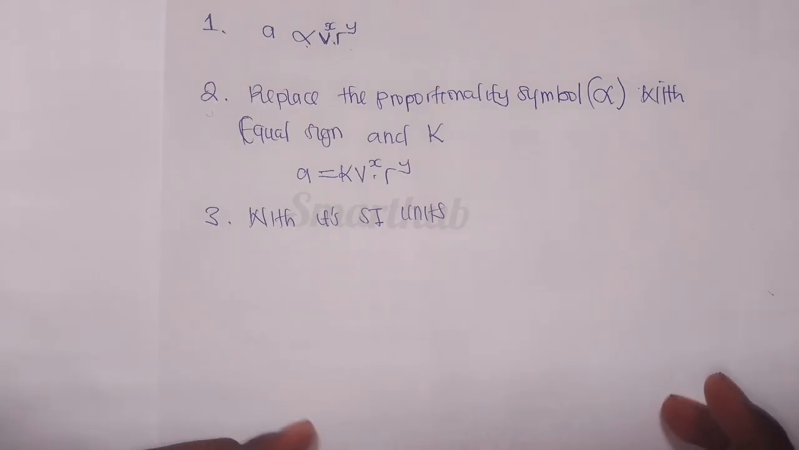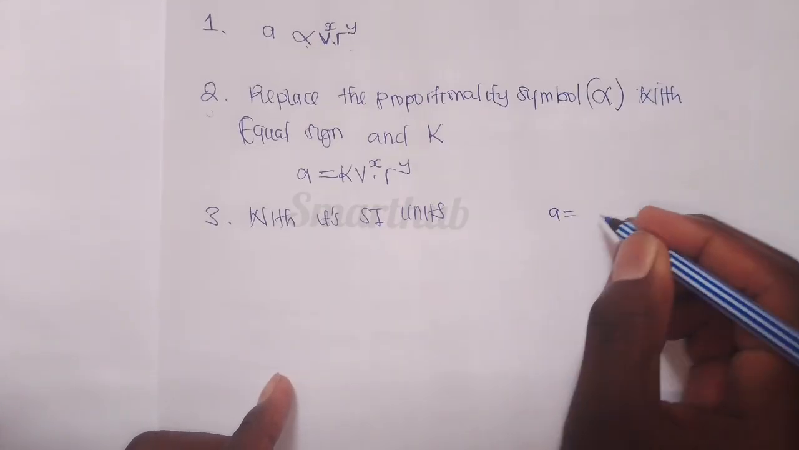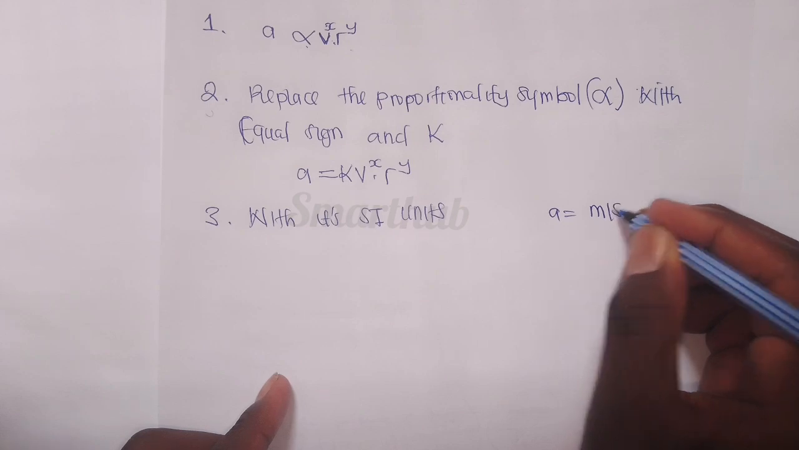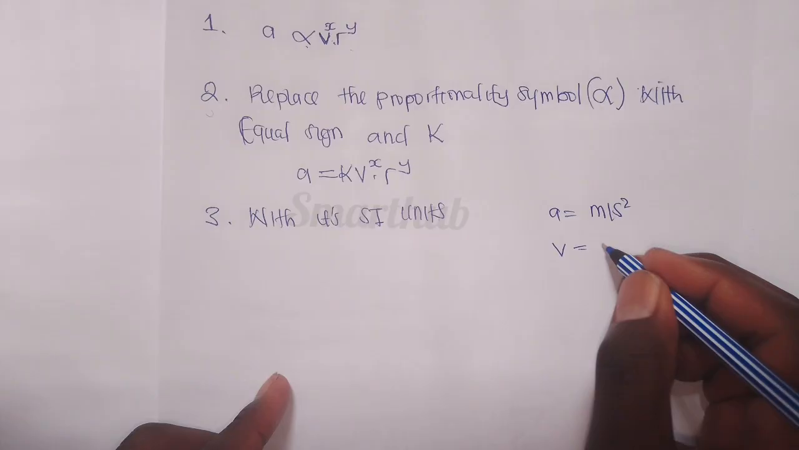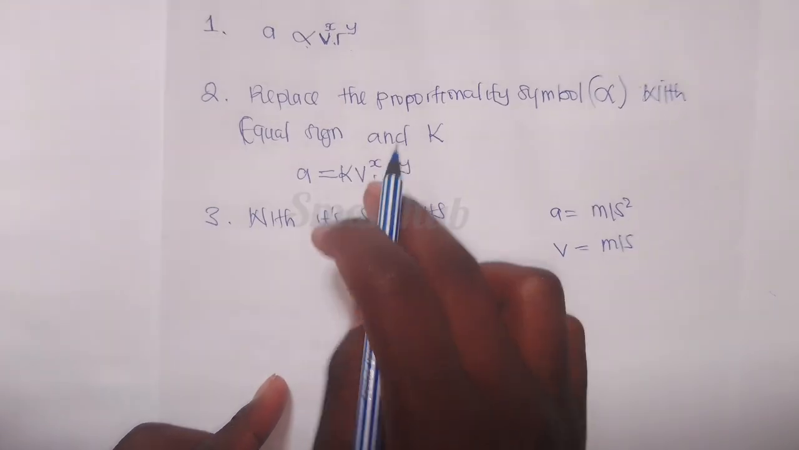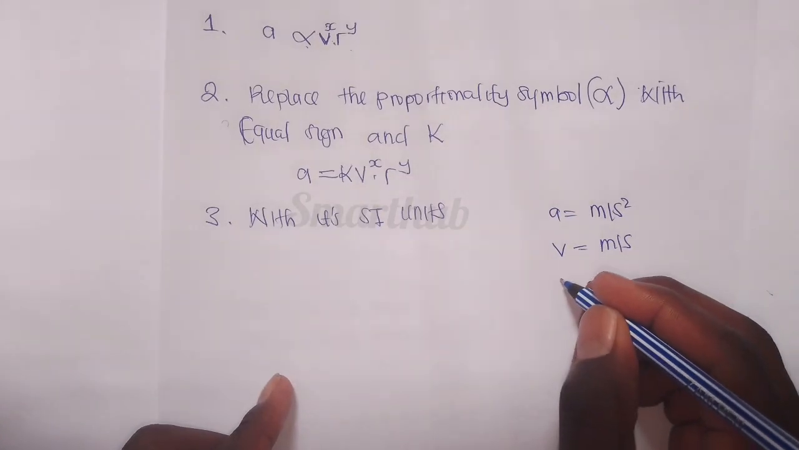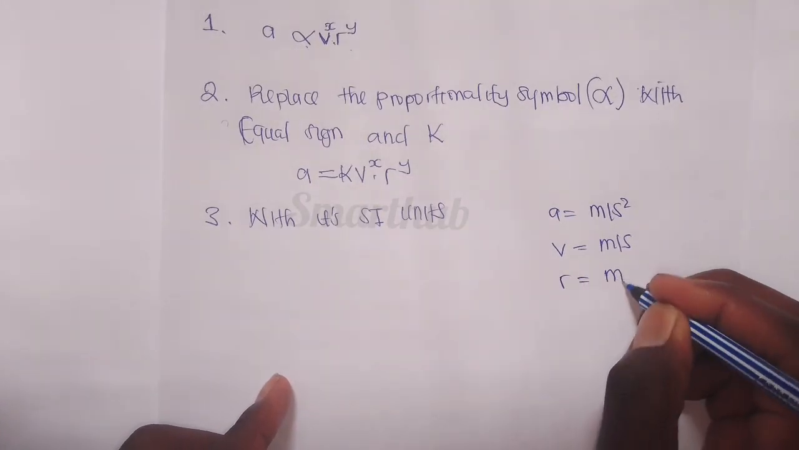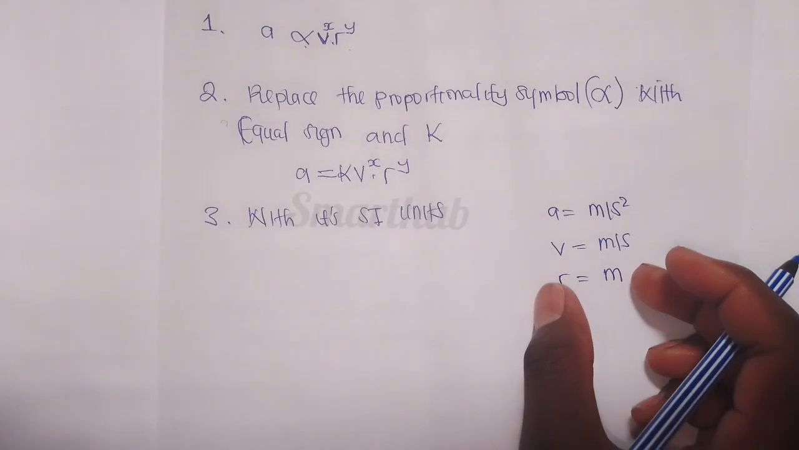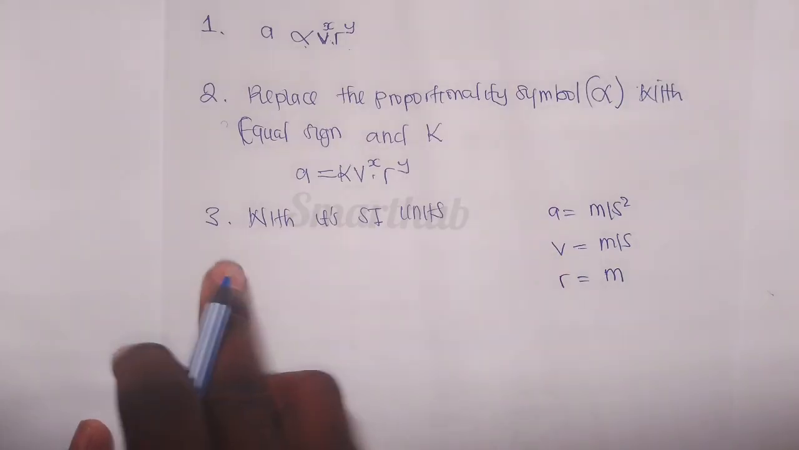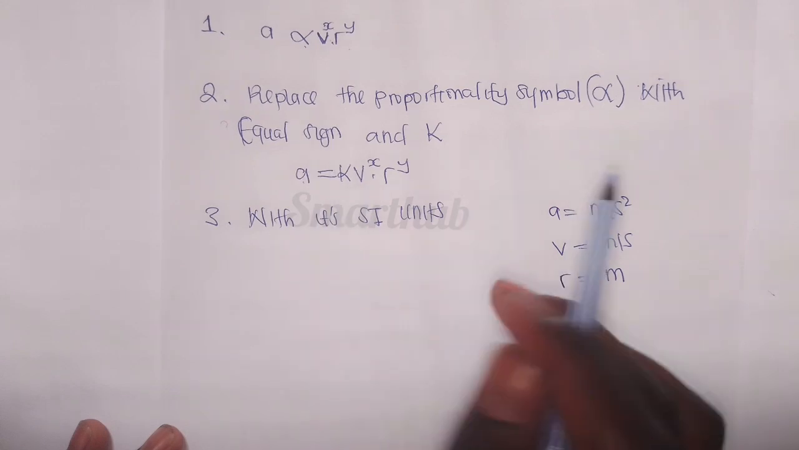So you ask yourself, what are the units of acceleration? So acceleration is equal to meters per second squared. What about velocity? Velocity is equal to meters per second. When we are talking about radius, we're talking about distance. So here it's radius, it's meters. Distance is measured in meters. This is the SI unit for distance.